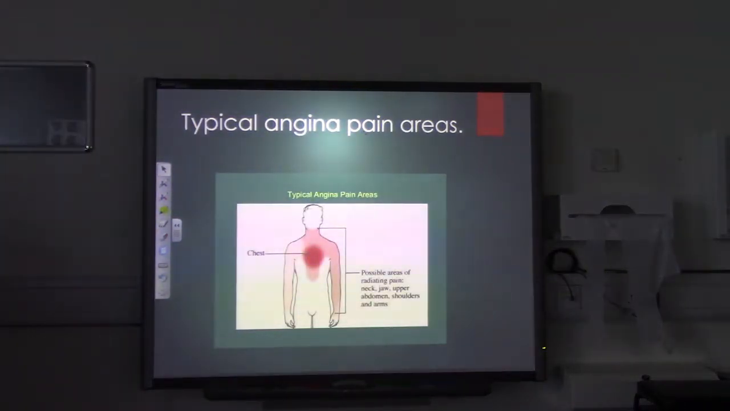So this diagram here shows the typical angina pain areas. We can see that area at the centre of the chest, the epigastrium area. It can radiate up into the jaw and down into the upper abdomen. And the shoulders and the arms as well can also be affected by this imbalance and this lack of oxygen being supplied to the myocardium.